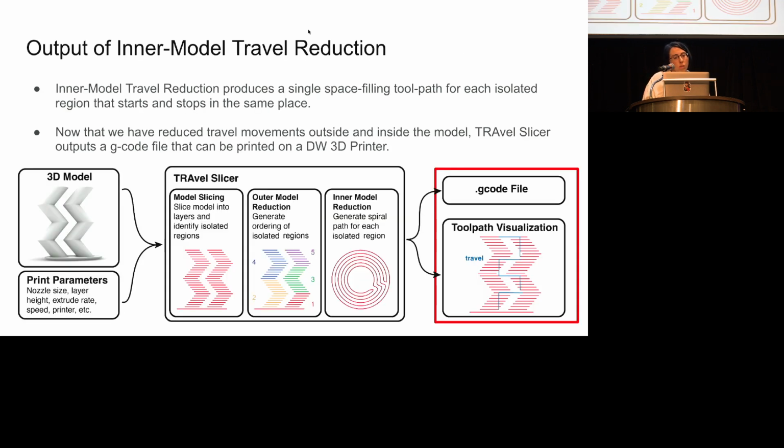And after inner model travel reduction, Travel Slicer outputs a visualization of the toolpath and a G-code file that can be given to a 3D printer.